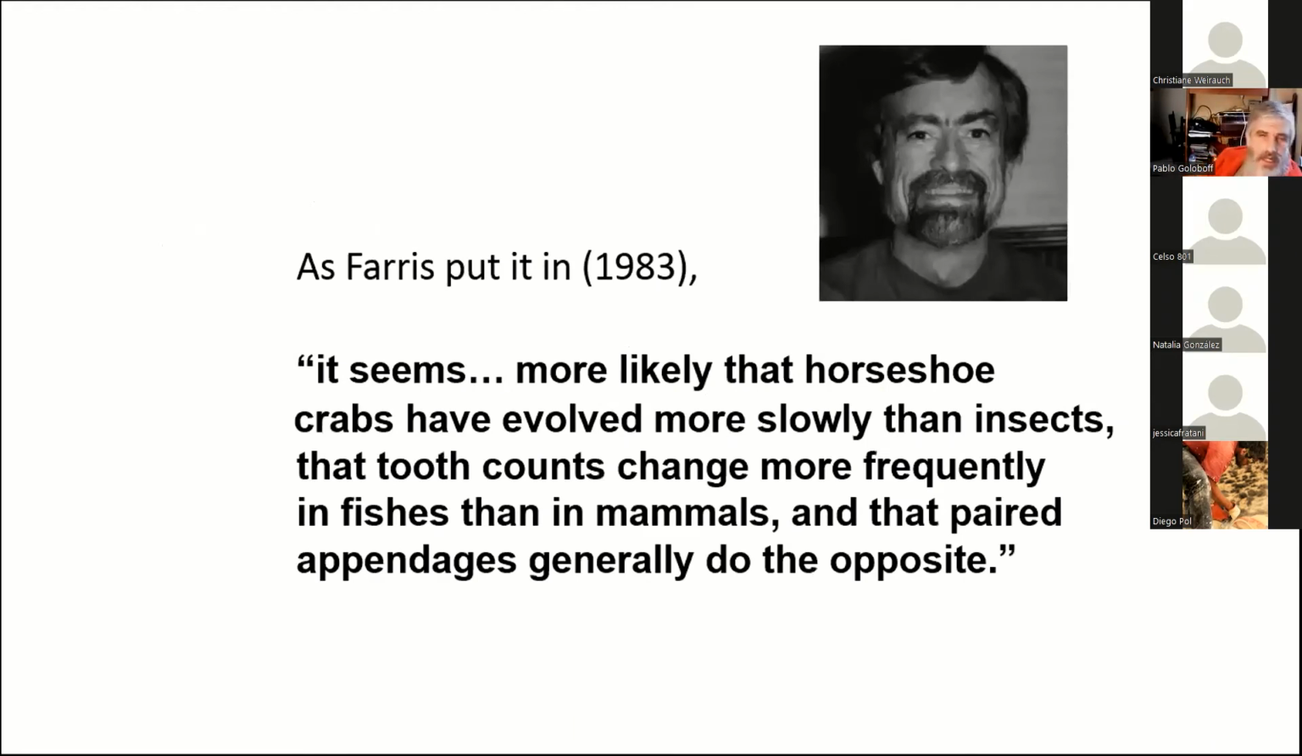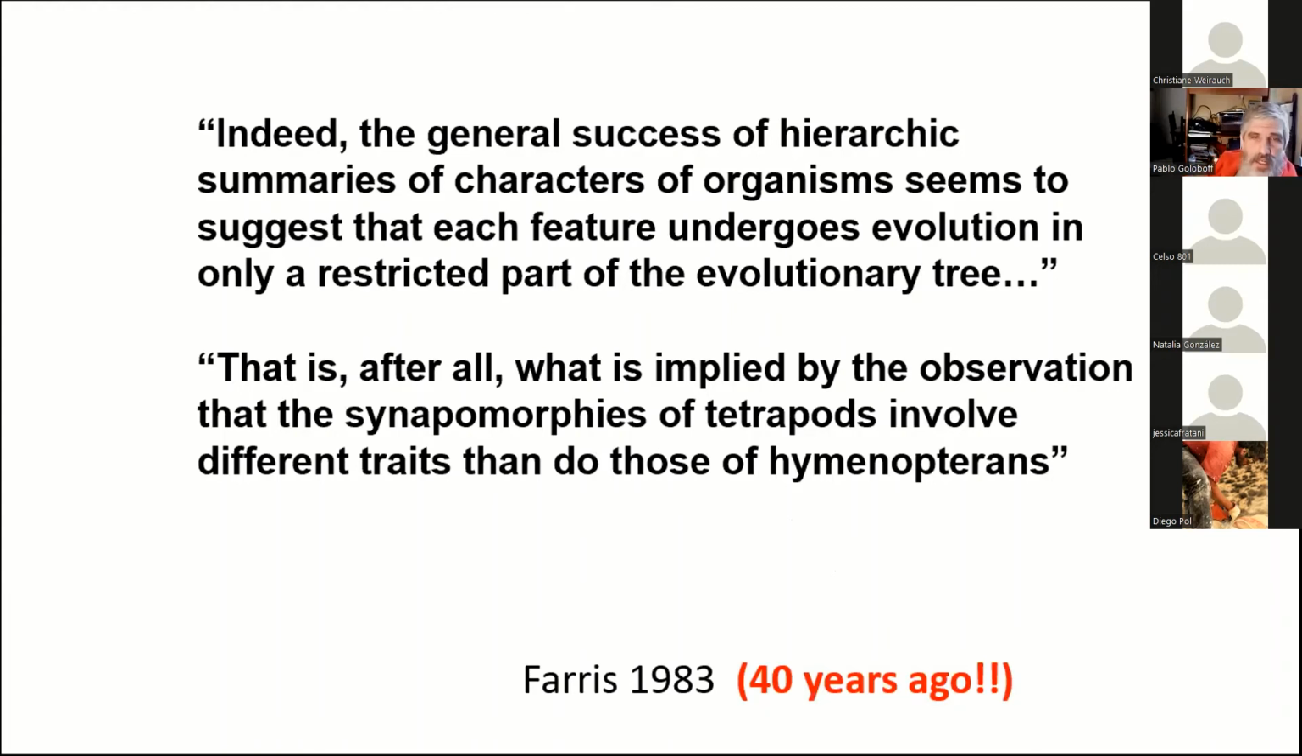In 1983, criticizing maximum likelihood, Farris said that it seems more likely that horseshoe crabs have evolved more slowly than insects, that tooth counts change more frequently in fishes than in mammals, and that paired appendages generally do the opposite. He continued, indeed, the general success of hierarchic summaries of characters of organisms seems to suggest that each feature undergoes evolution in only restricted part of the evolutionary tree. That is, after all, what is implied by the observation that the synapomorphisms of tetrapods involve different traits than do those of hymenopterans. In my view, this continues being one of the strongest arguments against the model assumed by standard maximum likelihood, and is as valid today as it was almost 40 years ago.